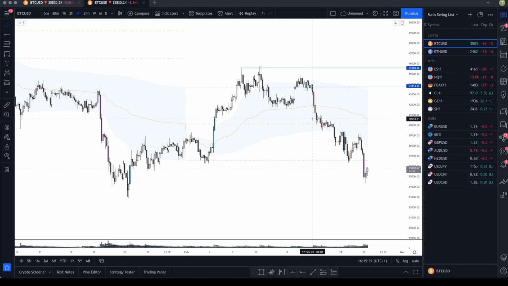I know some people are using weekly VWAPs, even daily, or you can use quarterly or whatever. I like to keep things simple. I'm only looking at these two, monthly and yearly.